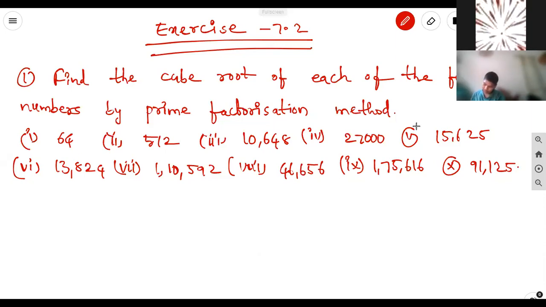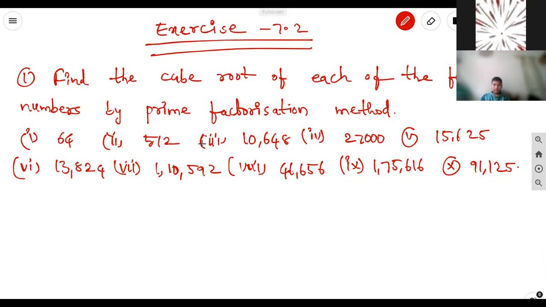Now we are going to discuss some problems on cube roots, how to find them by the method. We can find the cube roots by the method of prime factorization. Here we are discussing exercise 7.2, where they have given 10 problems.